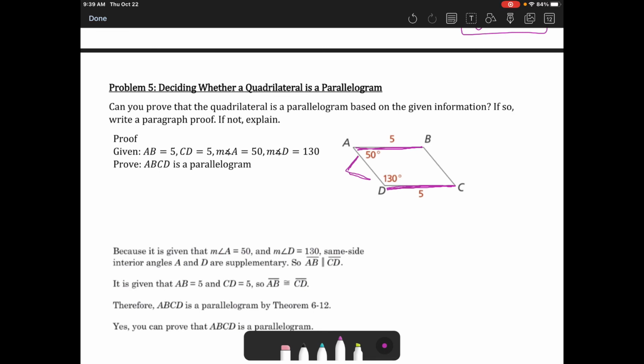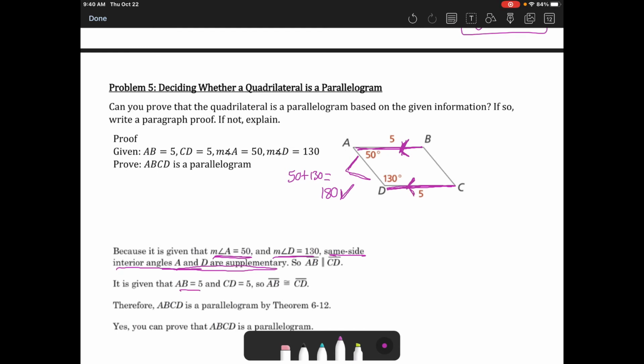So, 50 plus 130 is equal to 180. Okay, so because it is given that the measure of angle A is 50 and D is 130, by same side interior angles, A and D are supplementary. So since these are supplementary, we can conclude that these lines here are parallel.